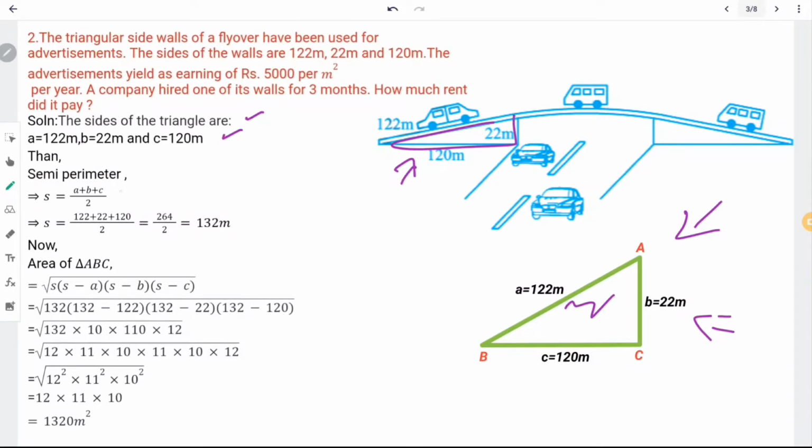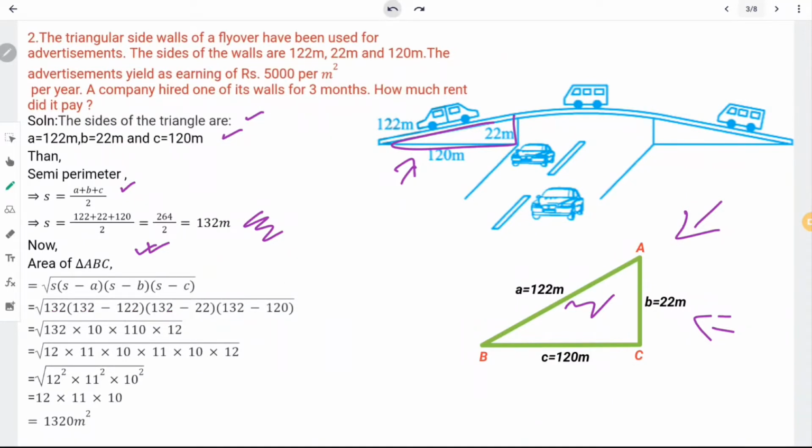We need to find the semi-perimeter, so A plus B plus C by 2. Add all of them, and at the end we get 132 meter. Now, using Heron's formula, semi-perimeter is 132, then 132 minus A is 122, then S is 132 and B is 22, then again semi-perimeter 132 and C is 120. Just put in the values.